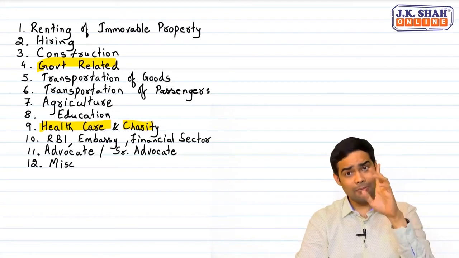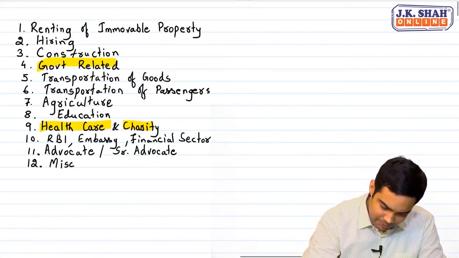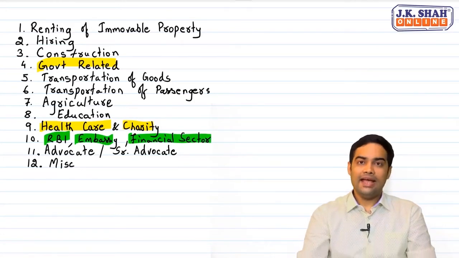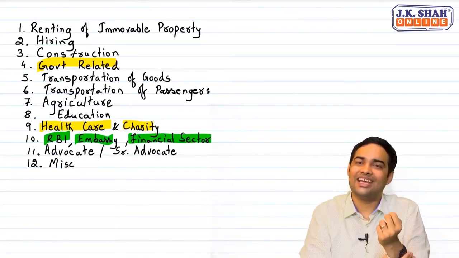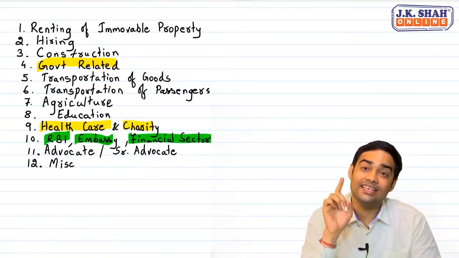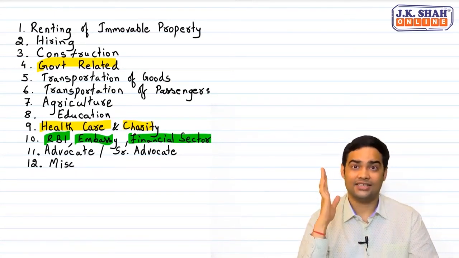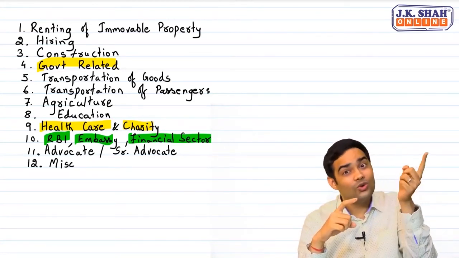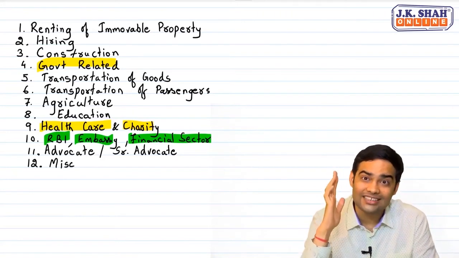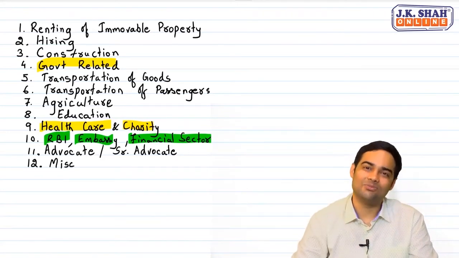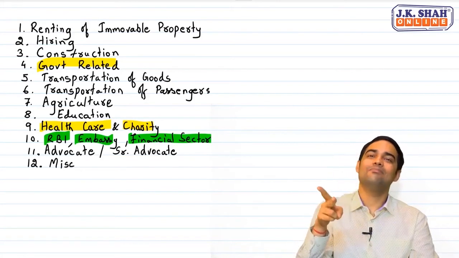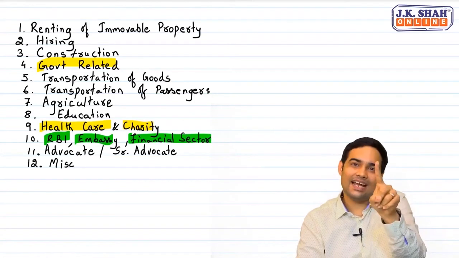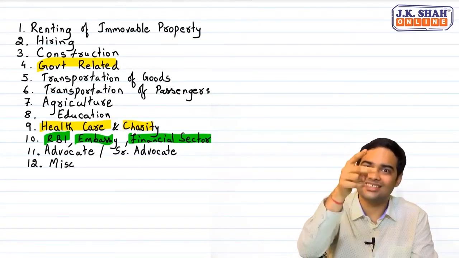Now, coming to an important discussion, RBI, embassy and financial sector. See, any service provided by RBI is exempt from GST. Any service provided to RBI is taxable. But service provided to RBI from outside India in relation to foreign exchange management is exempt from GST. Any service by embassy, exempt. Foreign diplomatic mission. Any service to embassy, taxable, but they get a refund. We learn this in refund chapter.